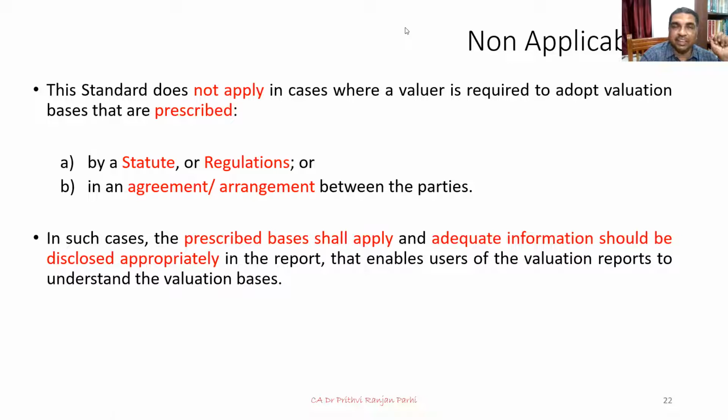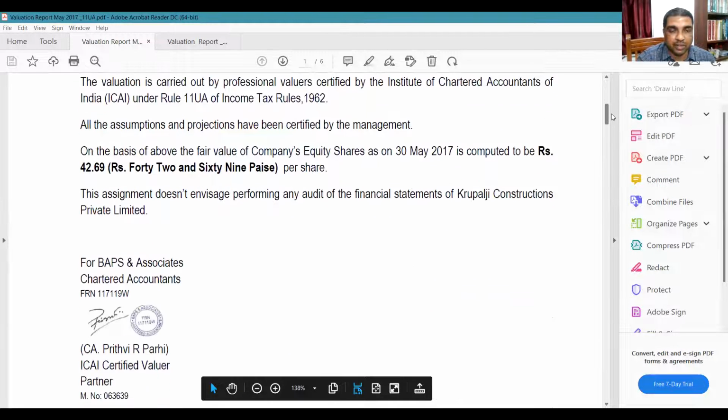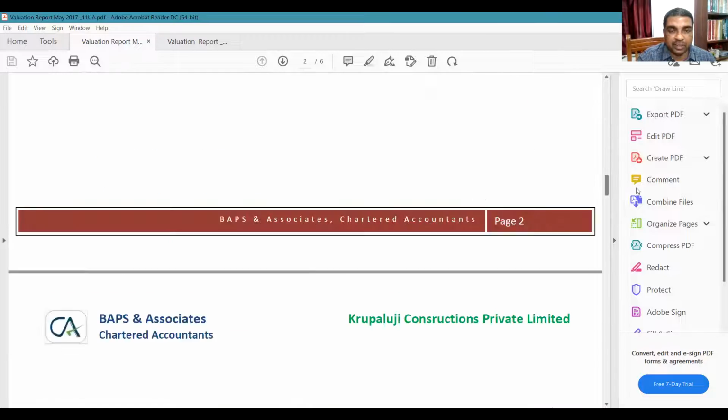Yes, sir. Okay. So in Indian context, I had shown you. Let me share with you some valuation reports. You can see how these things are disclosed. Just a minute. Here I am going to share one valuation report with you. Are you able to see it? Now I think you'll be able to see it, right? Okay. If you see here, what I wanted to show.